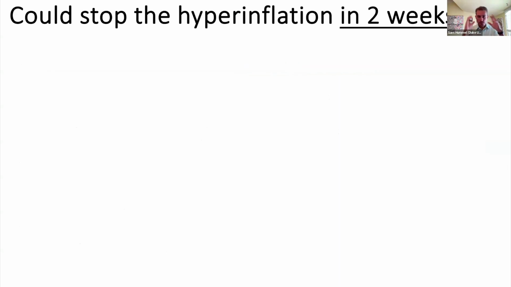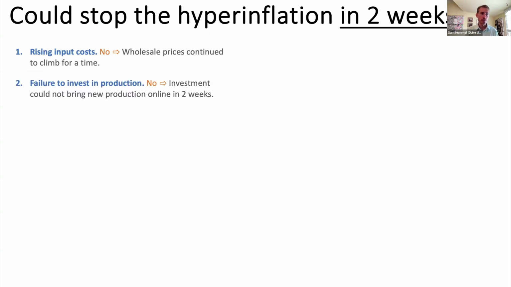So let's look at some of those other 14 ways that inflation can be caused and ask, could they have stopped a hyperinflation on a dime? Could a change in them, right? I'm going to do this very quickly, but rising input costs, no. Wholesale prices continued to climb for a month or so afterwards, but slowing. They stabilized very quickly, but they did continue to climb for a moment after the exchange rate devaluation stopped on a dime and actually reversed.